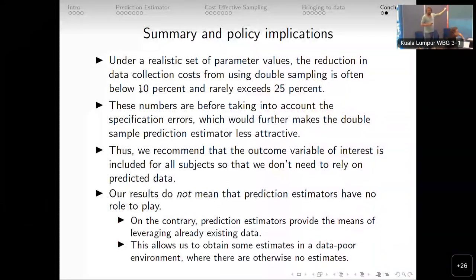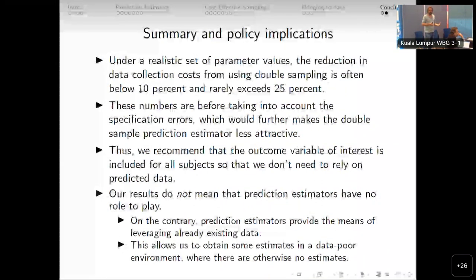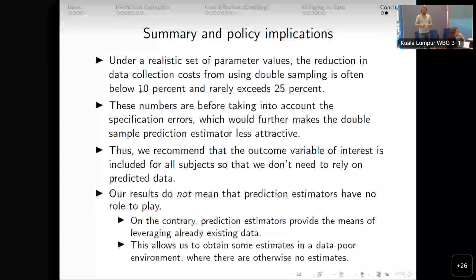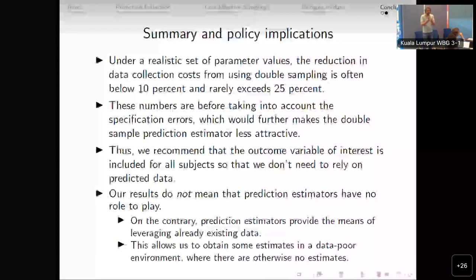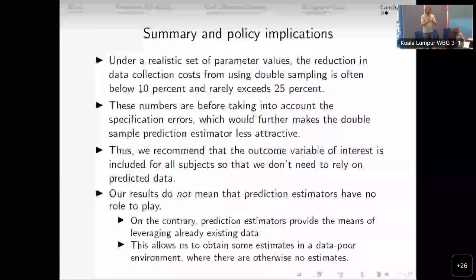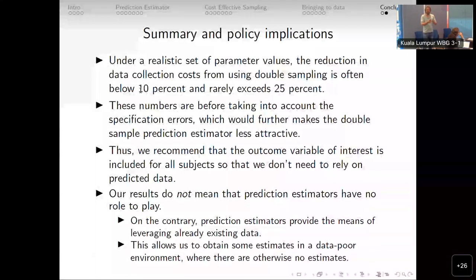What we're more skeptical of is exploiting that framework to deliberately start to predict data rather than to collect it. If you have a choice to collect data, if the environment allows you to collect data, you're better off collecting the data. Any questions on that?